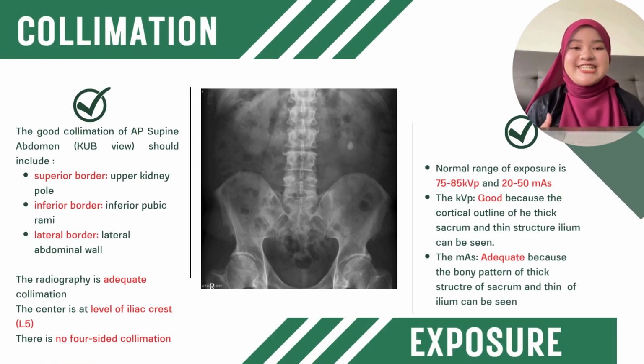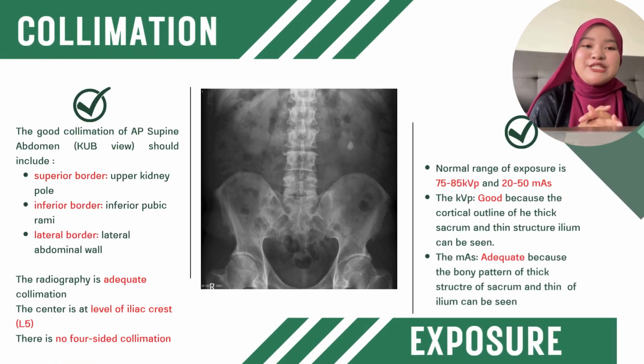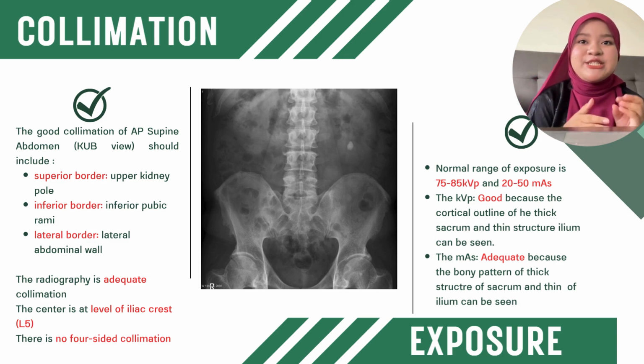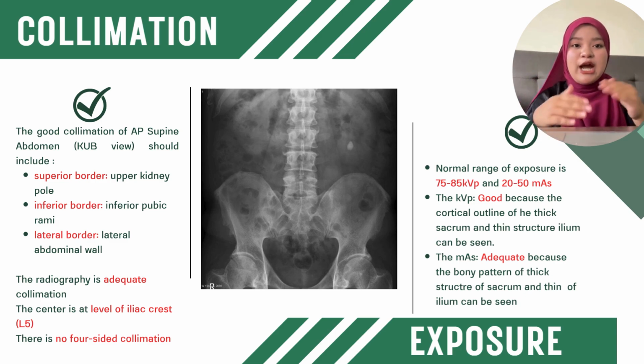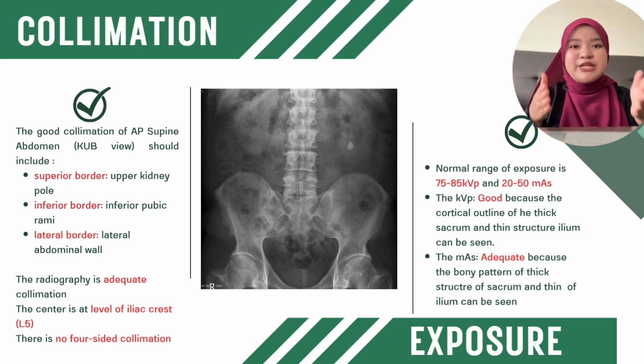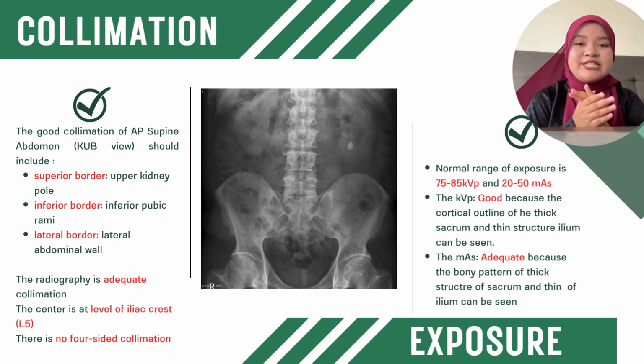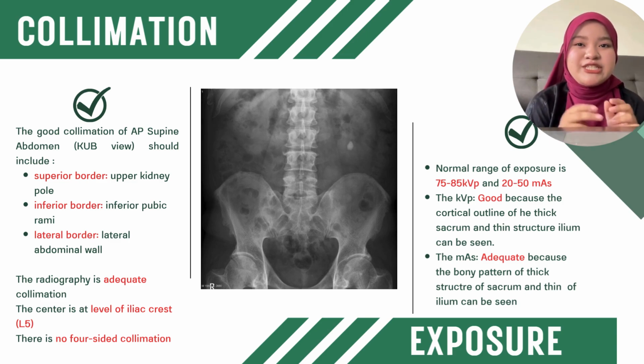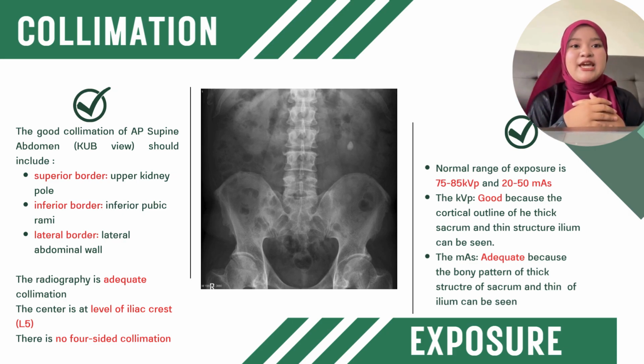So now we have C. C is for collimation. The good collimation of an AP supine KUB view should include the superior border at the upper kidney pole, the inferior border at the inferior pubic rami, and the lateral border at the lateral abdominal wall. For this radiograph, there is adequate collimation and it is centered at the level of the iliac crest, which is L5, and there is no focal collimation.